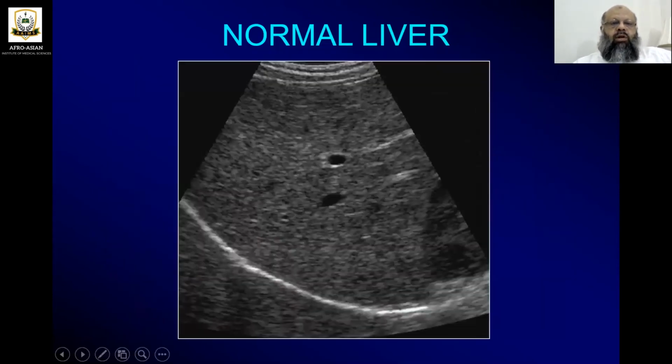This is how the normal liver appears. Here is the diaphragm and right lobe of liver. Left lobe is on this side.